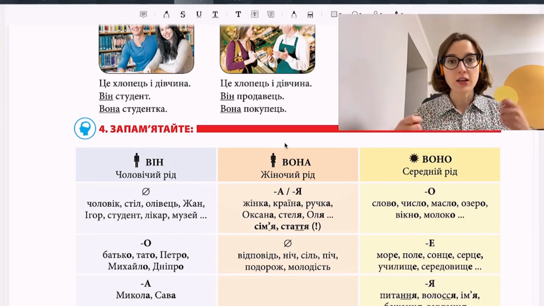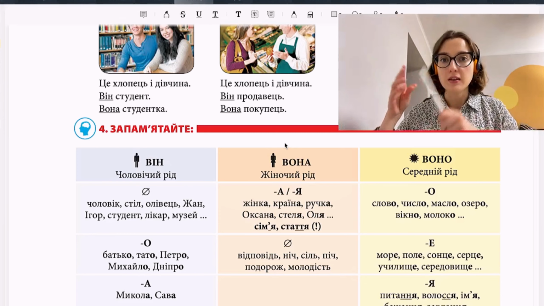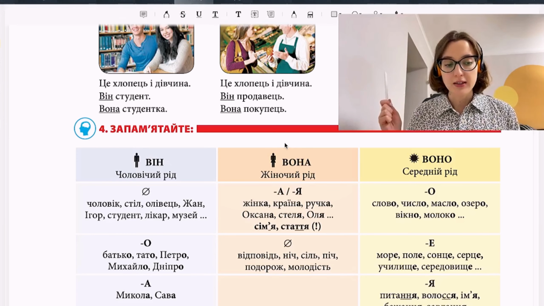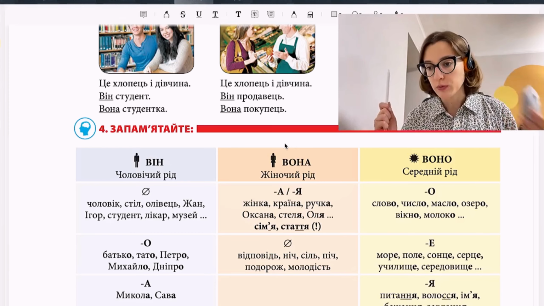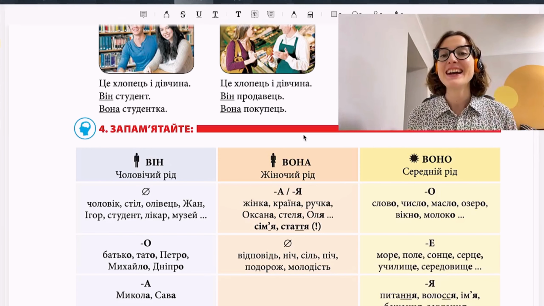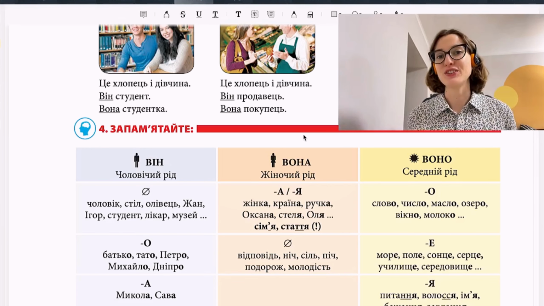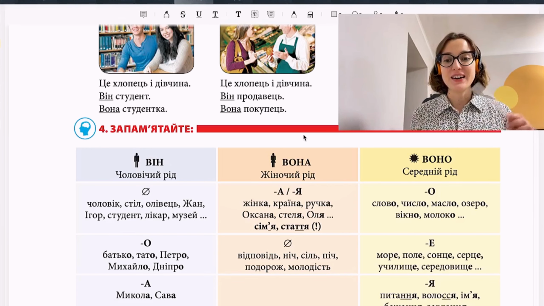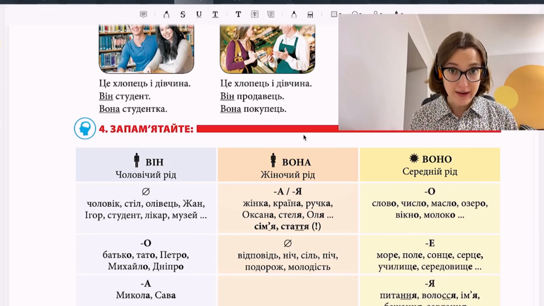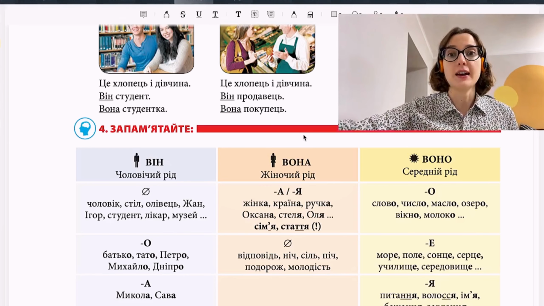And if you take any objects, for example, a pencil, or, I don't know, a mouse or a phone or a table or a shirt, all of them have genders in Ukrainian. And how do we know which gender it is? Because of the endings which words have. So let's look at some of them.